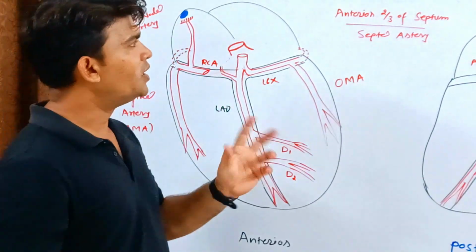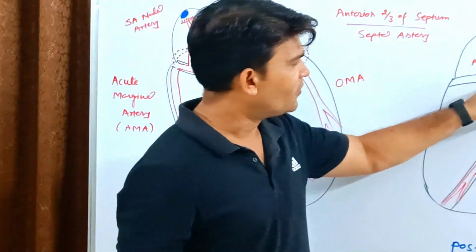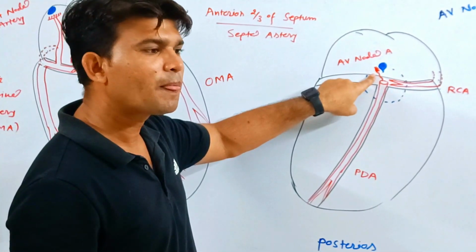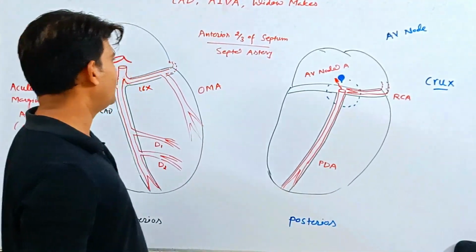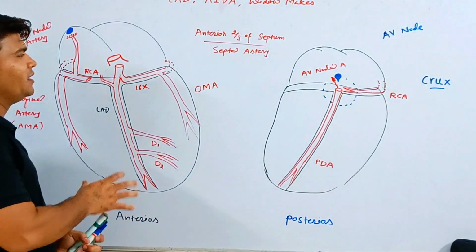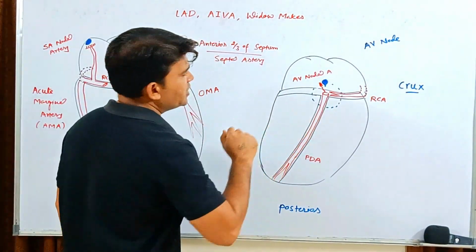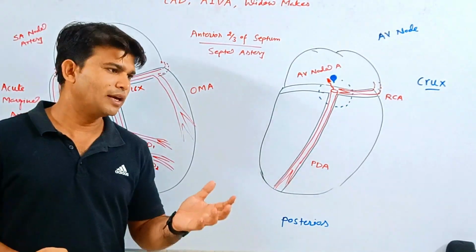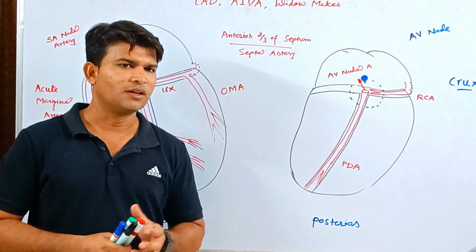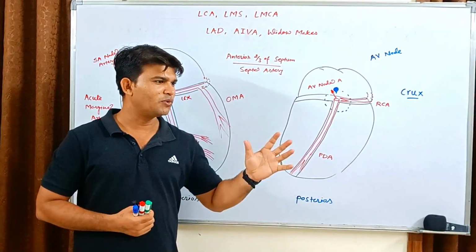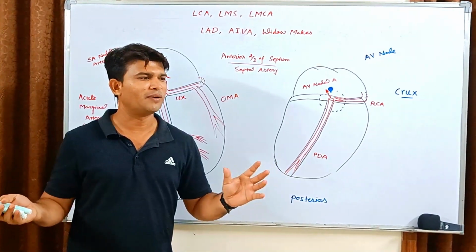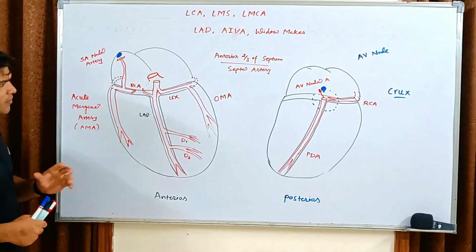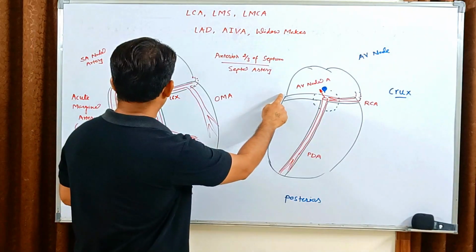Then what about the posterior 1/3 of the interventricular septum? That depends, and at this place a new concept will come, called coronary dominance. In angiography, we sometimes read that a patient is left dominant or right dominant, or sometimes, in 1 to 2% of cases, co-dominant, right? So what is that meaning? So here we have which artery?